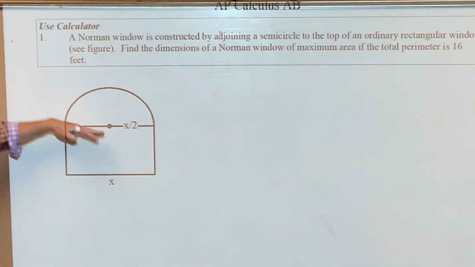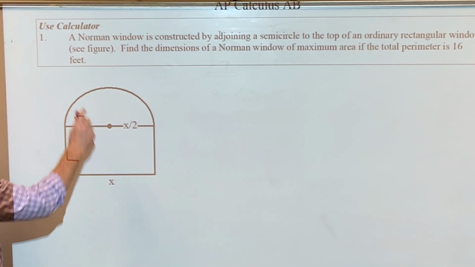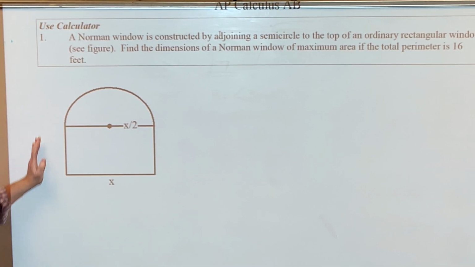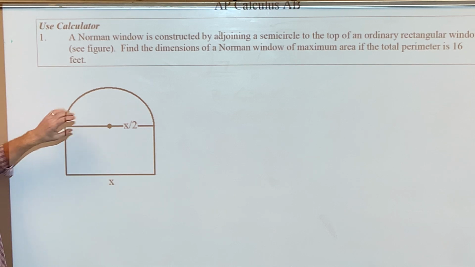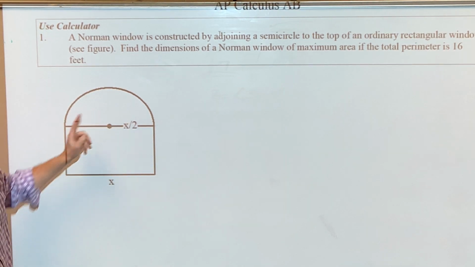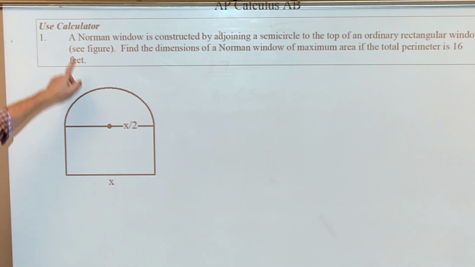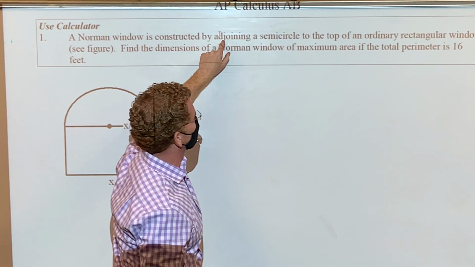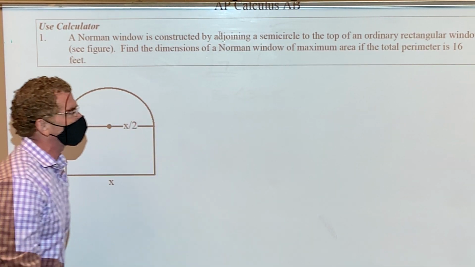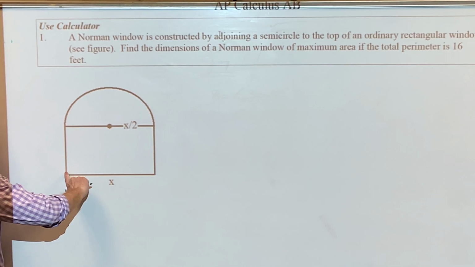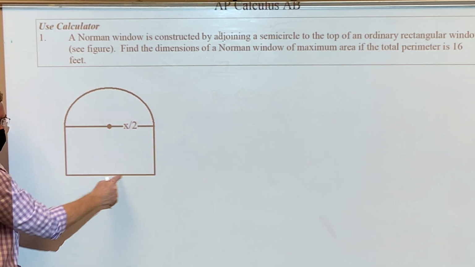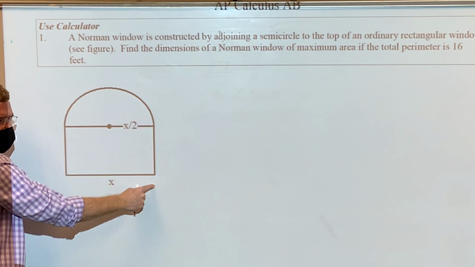All right, so here we go. A Norman window. In case you didn't know what a Norman window is, it is a rectangular window with a semicircular window, or maybe an oval one, over the top. Ours is going to be a semicircle. So, a Norman window is constructed by adjoining a semicircle to the top of an ordinary rectangular window. Find the dimensions of a Norman window of maximum area if the total perimeter is 16 feet. And when I say perimeter, I mean that. Okay? So the perimeter of the window.